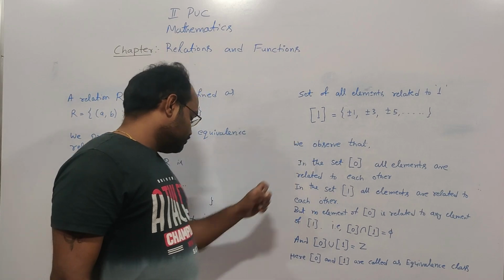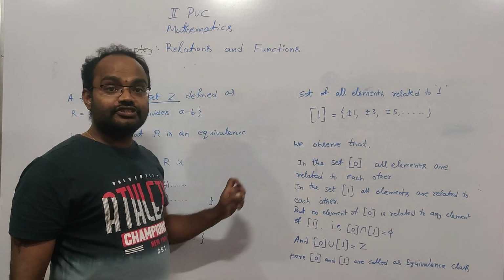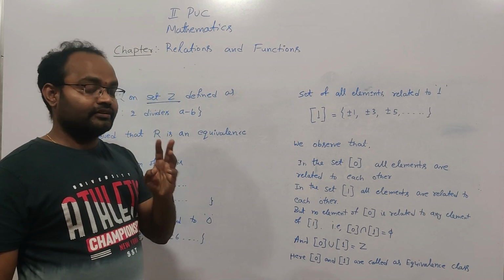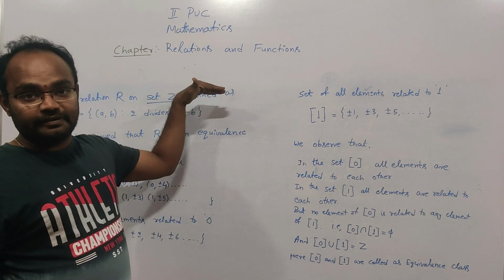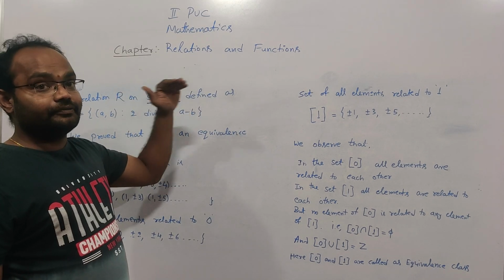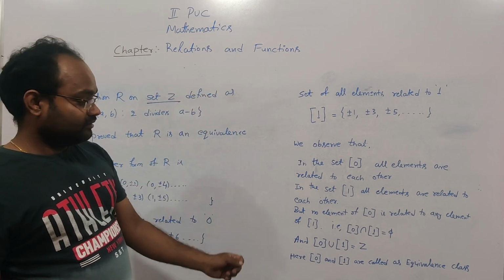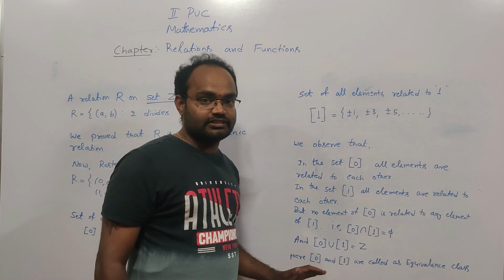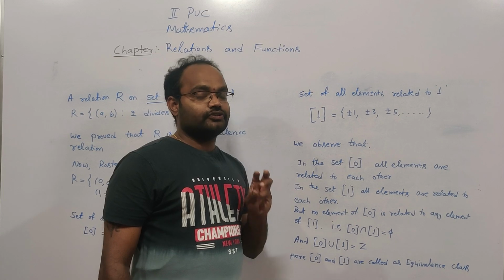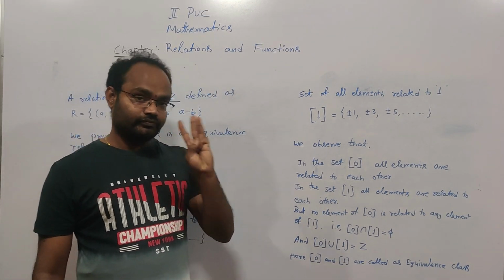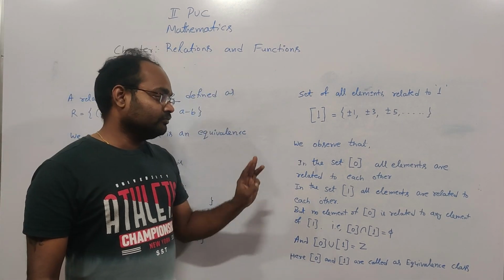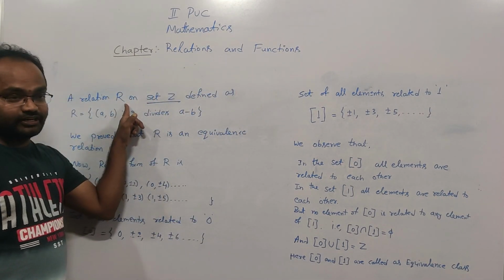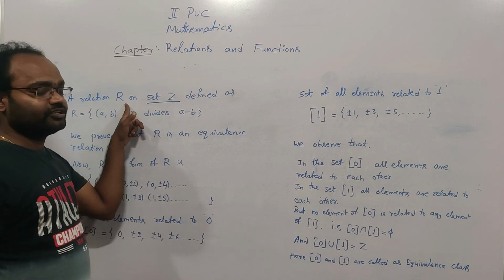Any of these two collections which satisfy these three conditions, then especially if R is defined as an equivalence relation, these two are called equivalence classes. To be an equivalence class, what are the conditions? First of all, especially four conditions. First of all, R should be an equivalence relation. That is the first and foremost condition.